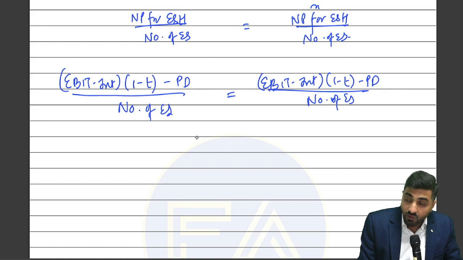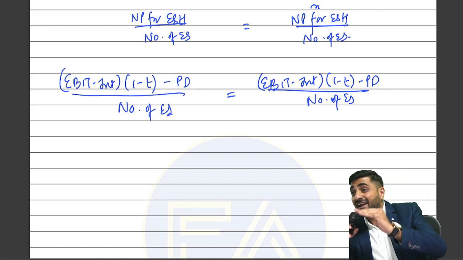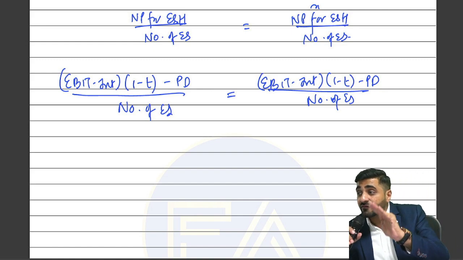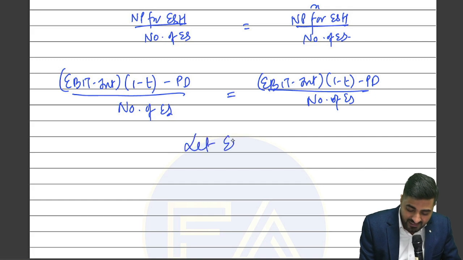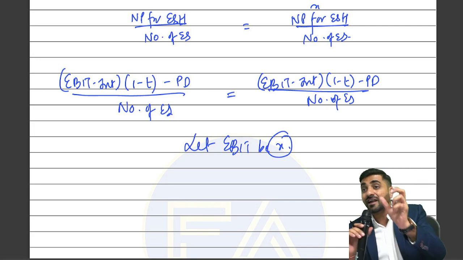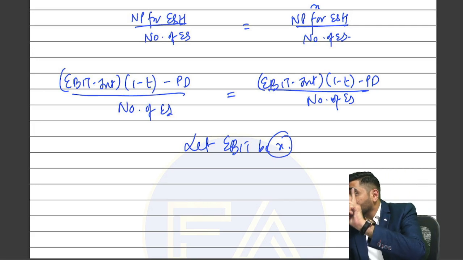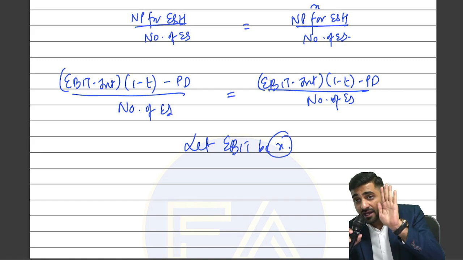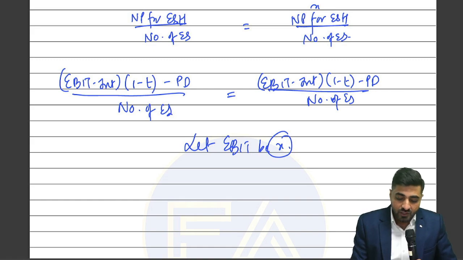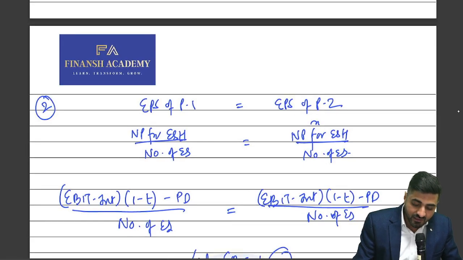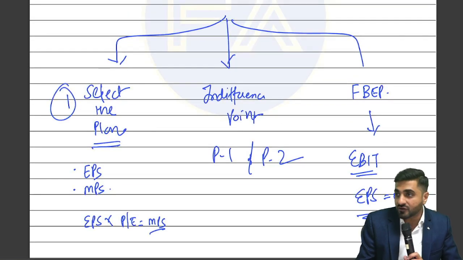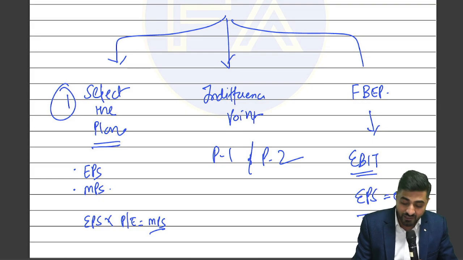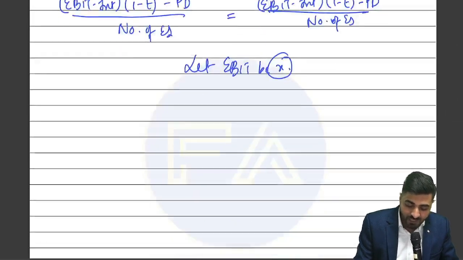Now, in indifference point, we have to calculate that level of EBIT at which your EPS should be the same. So can I say we have to take EBIT as X? We will take EBIT X and find out that EBIT at which the EPS under both the plans should be equal. So this is the second part of the chapter, that is calculation of indifference point. The first part of the chapter was selection of the financial plan, and now the third part is financial break-even.